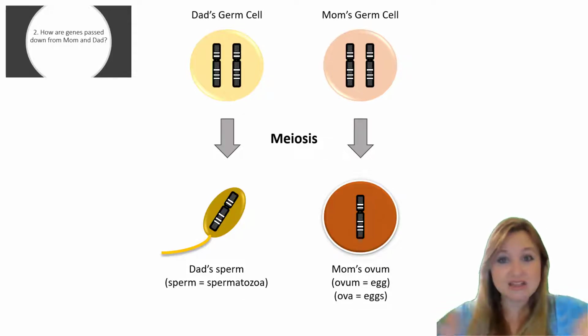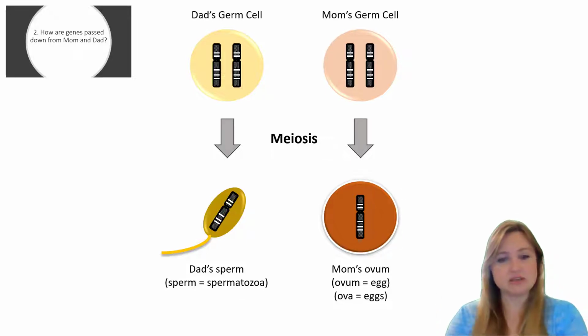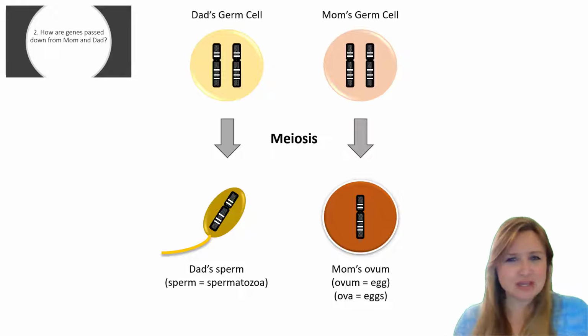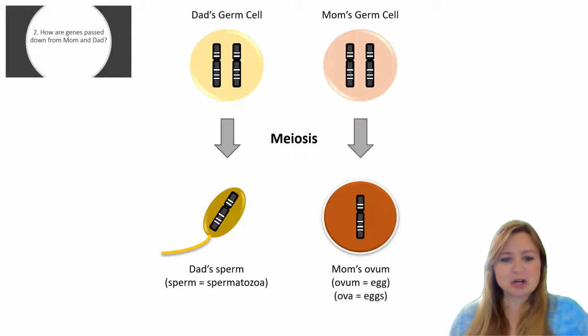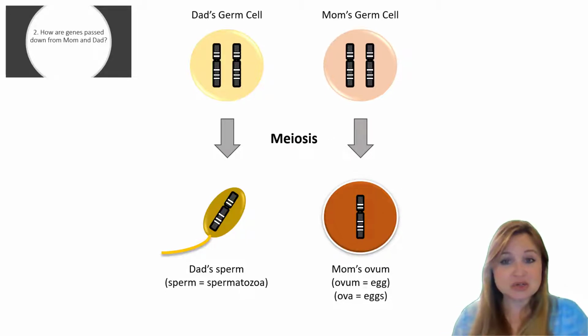It's going to separate the pair so that in the sperm, there's only going to be one of each chromosome. And the same thing for the egg. There's only going to be one of each chromosome in the egg. So just 23, not two sets of 23, but just one set of 23. And that's important if you think about it, because that sperm is going to fertilize the egg. And that fertilized egg is the first cell that becomes a new individual.